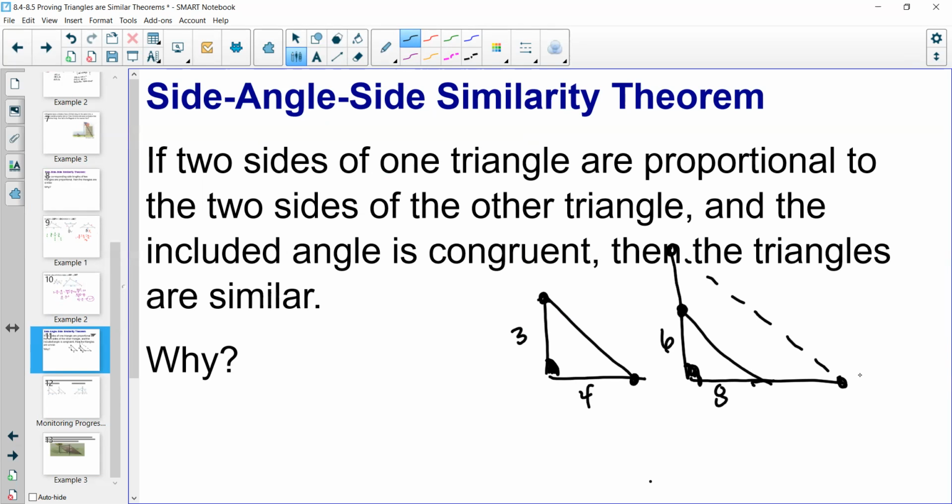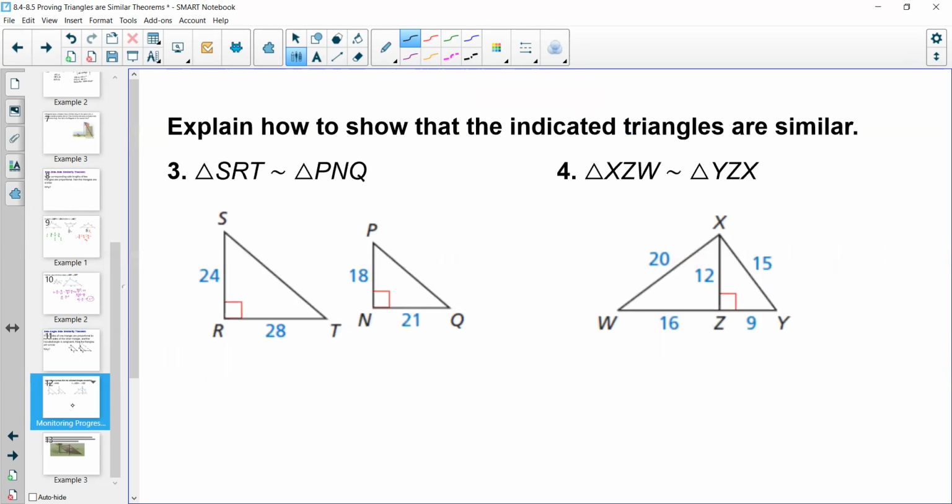And you can kind of see as you look at that those sides really lock it in. So we can use this as well to prove it. Now, if you want to prove this theorem, you're more than welcome to. I will not be doing it in this video, but that is something to look into. So what we want to do in this example is explain how to show that the indicated triangles are similar.